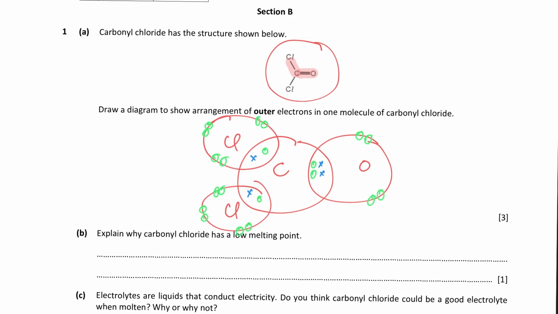Explain why carbonyl chloride has low melting point. Now again, you know that this is a molecule, right? So whenever you have a molecule, for example, if I have one molecule and I have another molecule, they will have a very weak intermolecular force of attraction. So this weak intermolecular force of attraction is the one that is keeping these molecules close to each other. And because it's weak, this is the key word here, that this is weak. And because it is weak, you can easily overcome this force by applying a very low amount of energy. And that is how it relates to the low melting point.